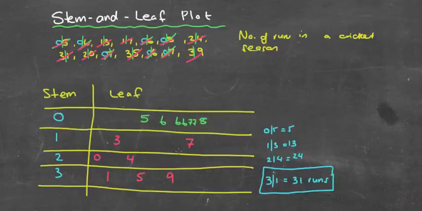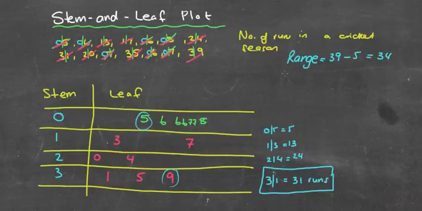Now this is what we call an ordered stem and leaf plot. They can ask you to find certain things off it, like the range, which is the highest minus the lowest. In this case, it'd be the 39 subtract the 5, and 39 take away 5 is 34.